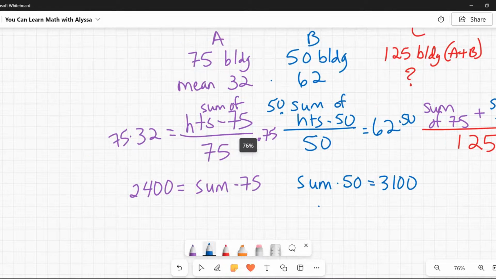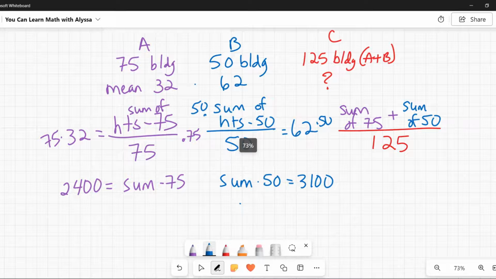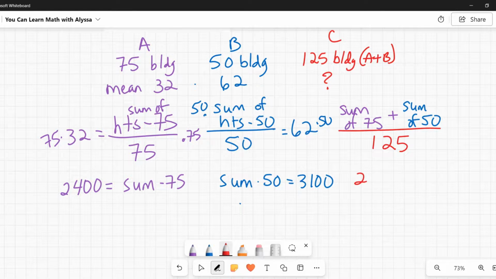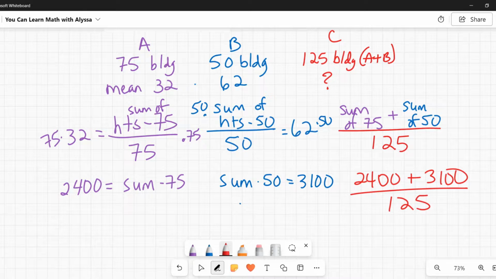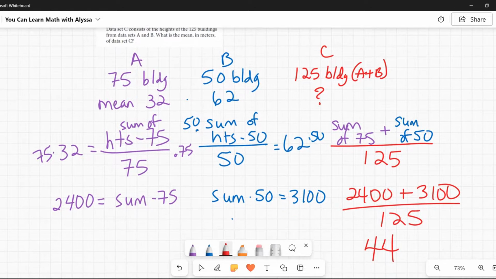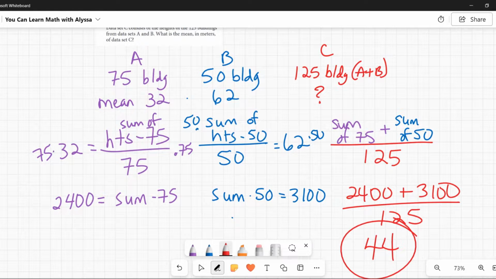So now I can go over here to C. The sum of 75 would be 2,400. The sum of the 50 is 3,100. I'm going to add those together, and then I'm going to divide by the total number of buildings. That's 125. And when I do that math, I get my new mean is 44. That is the mean of set C. And this is not a multiple choice, so I just have to put that in.